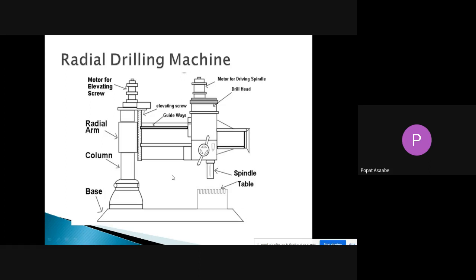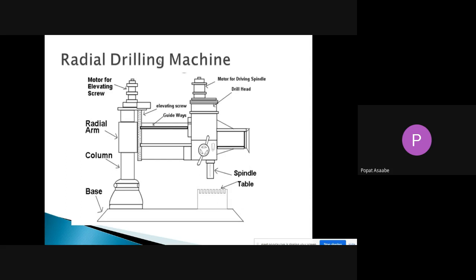Now, in this lecture we are going to discuss the next type of drilling machine, that is the radial drilling machine. We will discuss its construction and working, and also which operations we can perform on the drilling machine. Those two points we are going to try to cover in this lecture.